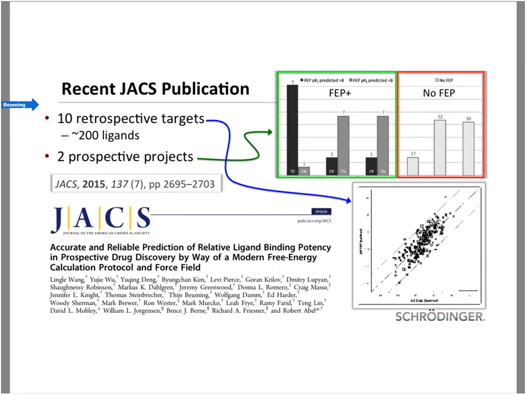You can see or revisit or have a closer look at a subset of this validation in our recent JACS publications, where we've reported both retrospectively and prospectively the accuracy of a prediction across 10 different targets with about 200 ligands total. And prospectively, we've been able to show that using FEP can significantly improve the ability of making more potent compounds than making these compounds in the absence of using FEP. And I'll get to more prospective examples in the second half of this talk.